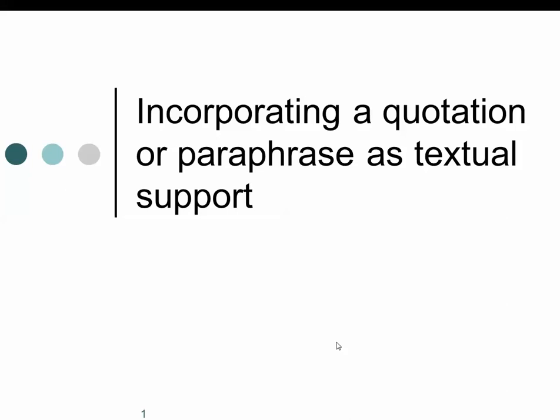Hello students, I want to show you how to incorporate a quotation or a paraphrase as textual support. Now we're beginning to do some more scholarly academic writing. We're stepping it up a little bit. When you respond to your readings, you're going to be asked to respond and support your point with some kind of textual reference. That is a quotation or a paraphrase for now. I'm going to try and keep it simple.